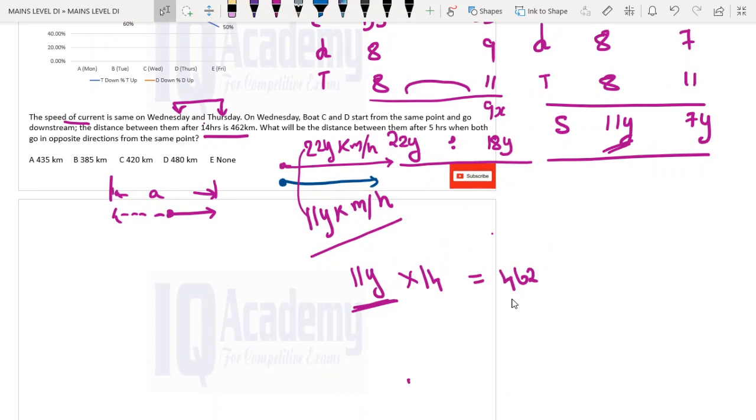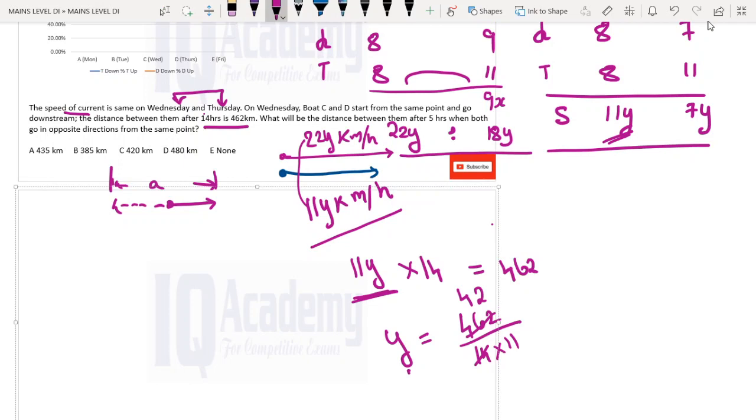So y is equal to 462 by 14 into 11. 462 by 11 is 42. So 42 by 14 is 3. So the value of y is 3.